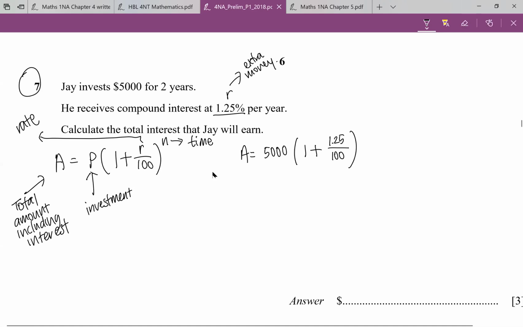Then N is the number of years. So they told you it's 2 years, right? So you put in 2. So can you tell me what's the total amount? You key in the calculator.